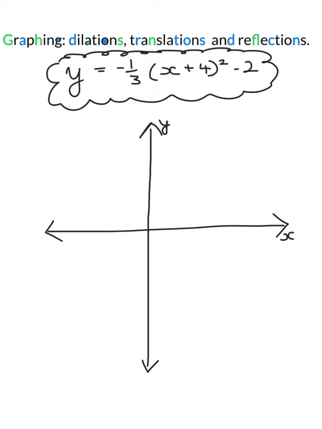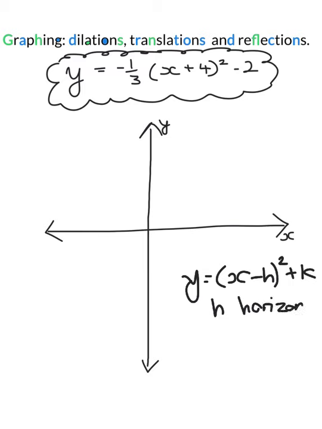Hi everyone, so quick video on how we can graph using dilations, translations and reflections, so a little bit more of a complex example than what we've done before. So you can see here we've got the graph y equals negative a third bracket x plus 4 all squared take 2. And we talked about how if we had a graph such as y equals x take h all squared plus k, that h is the horizontal translation and k is the vertical translation.